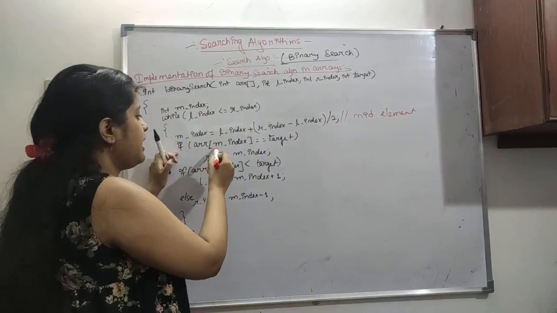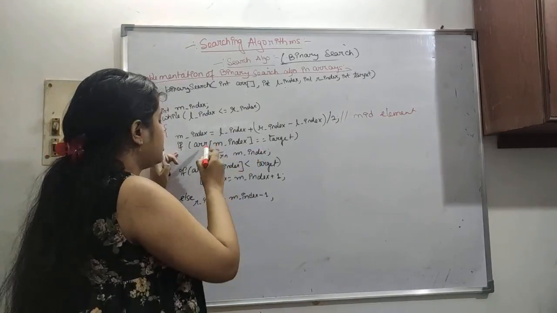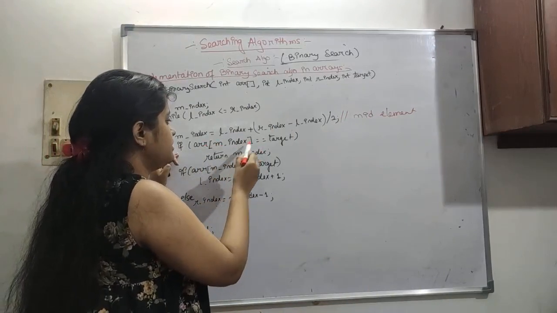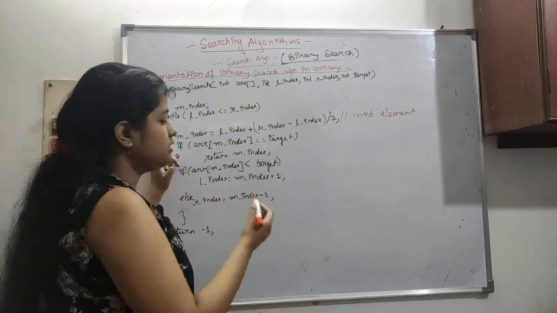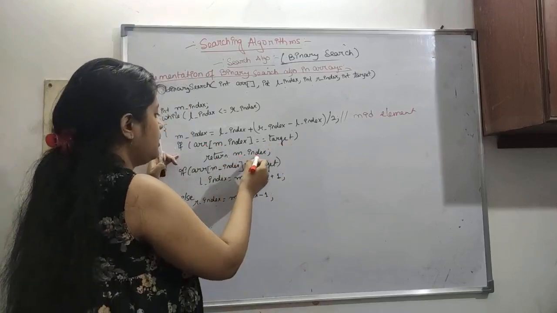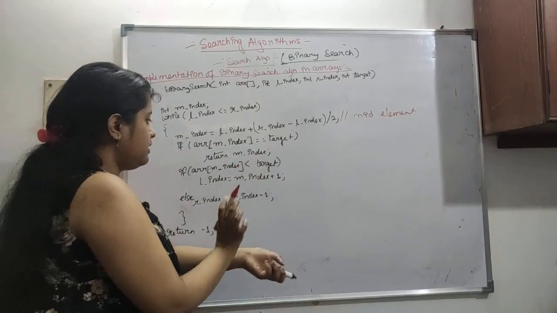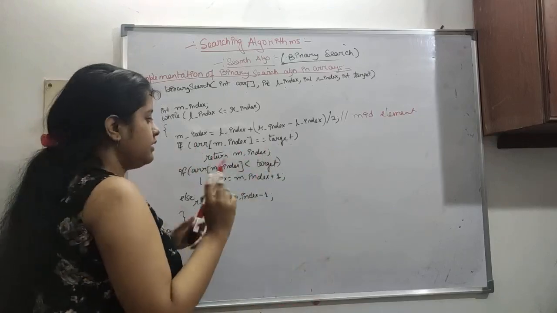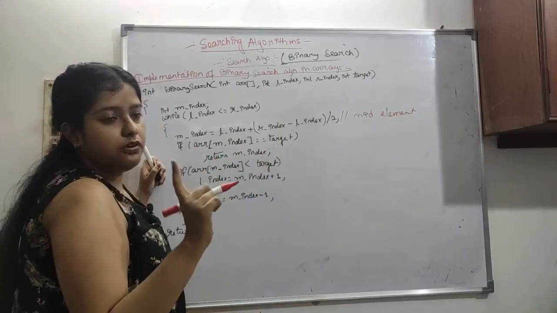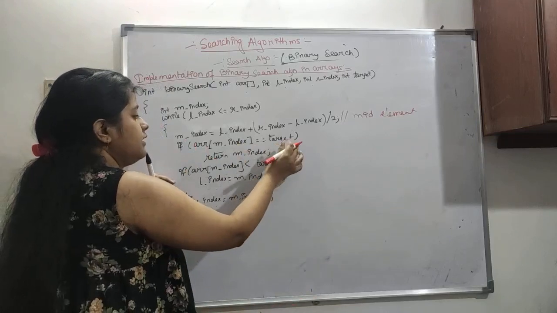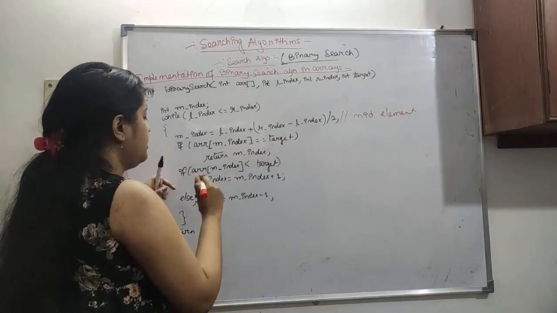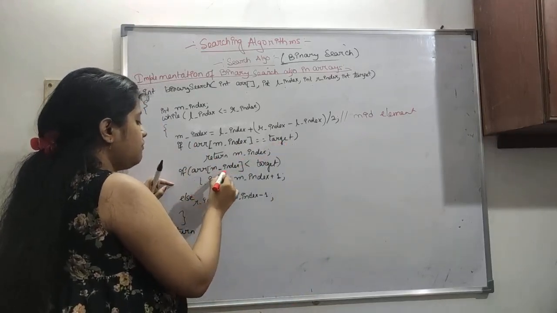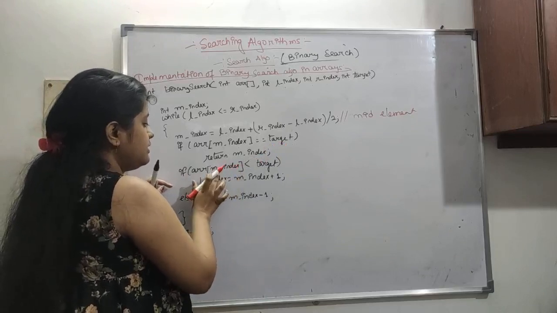Now, if the array value at m index is equal to the target, we just return the m index, meaning whatever index m index is pointing to, we will return it. If not, this target element is not our middle element. Then we have to check if array of m index is less than target.